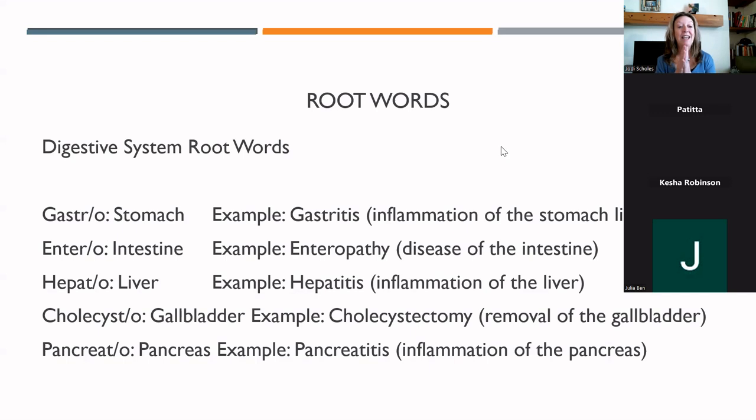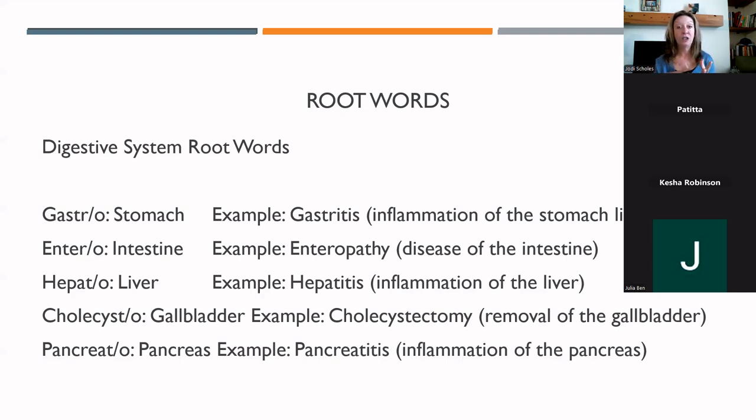Digestive. All right, gastro. Gastritis is an inflammation of the stomach. A gastroenterologist is a doctor who studies the stomach. Entero. A gastroenterologist actually combines those two, gastro and enter. And so diseases of the intestines.